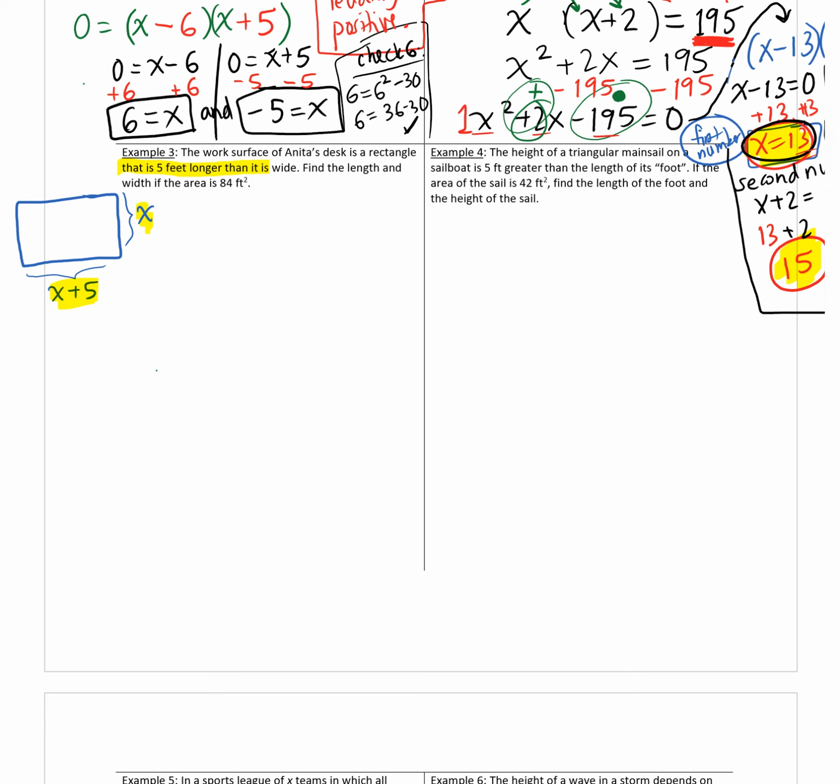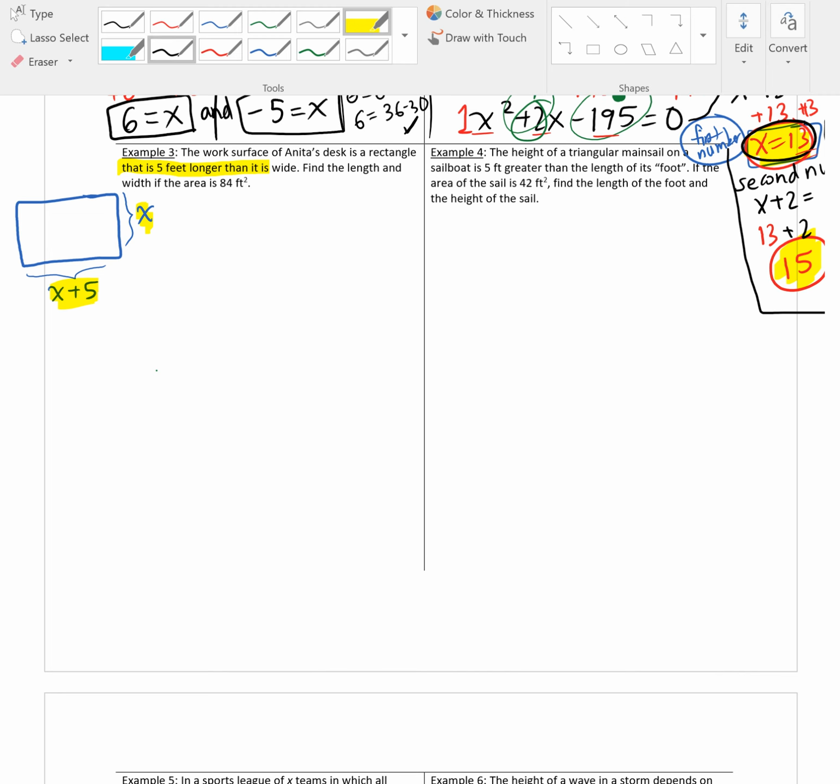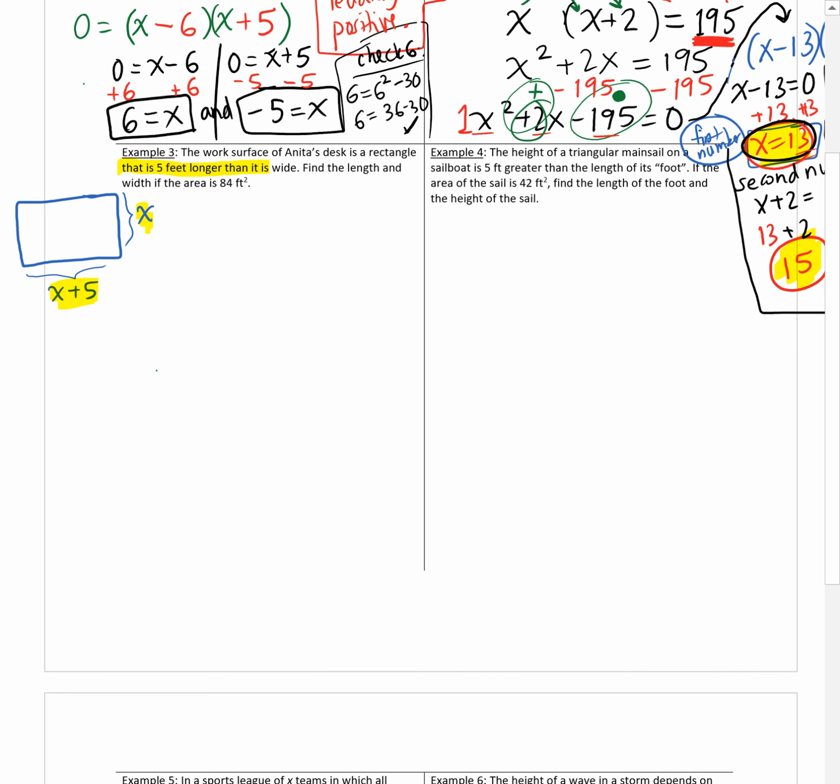Alright, so we've got an expression for both. Let's see if we can set it up in an equation. Is there anything in this problem that we haven't used yet? The work surface of her desk is a rectangle. Okay, we've drawn a picture of that. It's 5 feet longer than it is wide. Okay, we've already used that to come up with the x and the x plus 5. There must be something else we can use. Find the length and the width. Okay. If the area is 84 square feet.